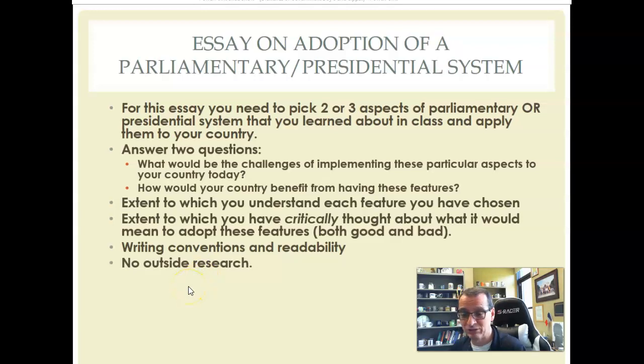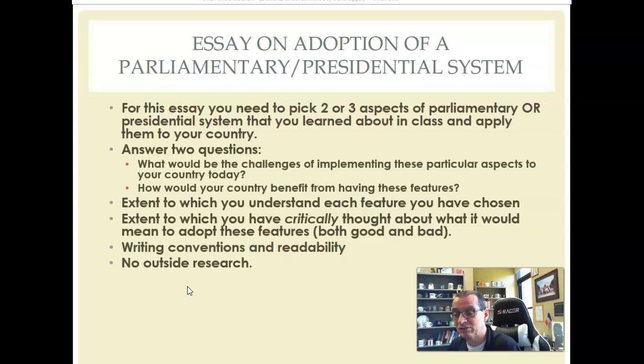There's no outside research required for this assignment. You are welcome to have outside research, but you don't need to. The reading that we have on the perils of presidentialism can be a source, but you don't have to use it. You can just use your notes from class. So no outside research is necessary. If you do outside research, then you should have a bibliography.